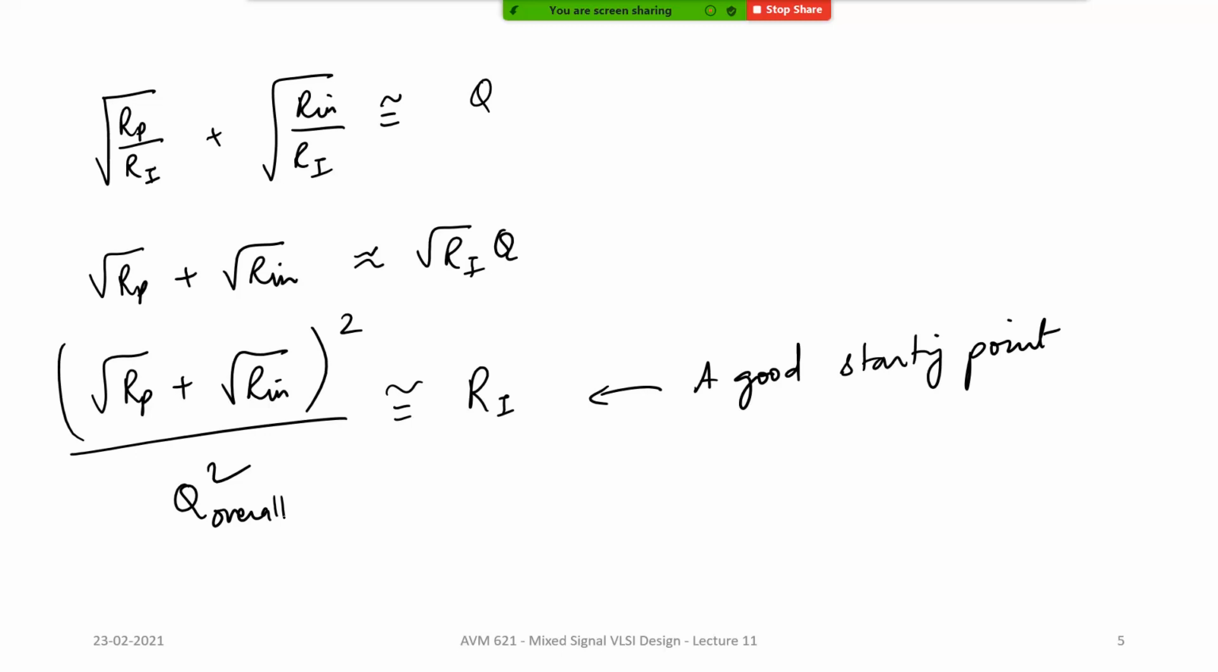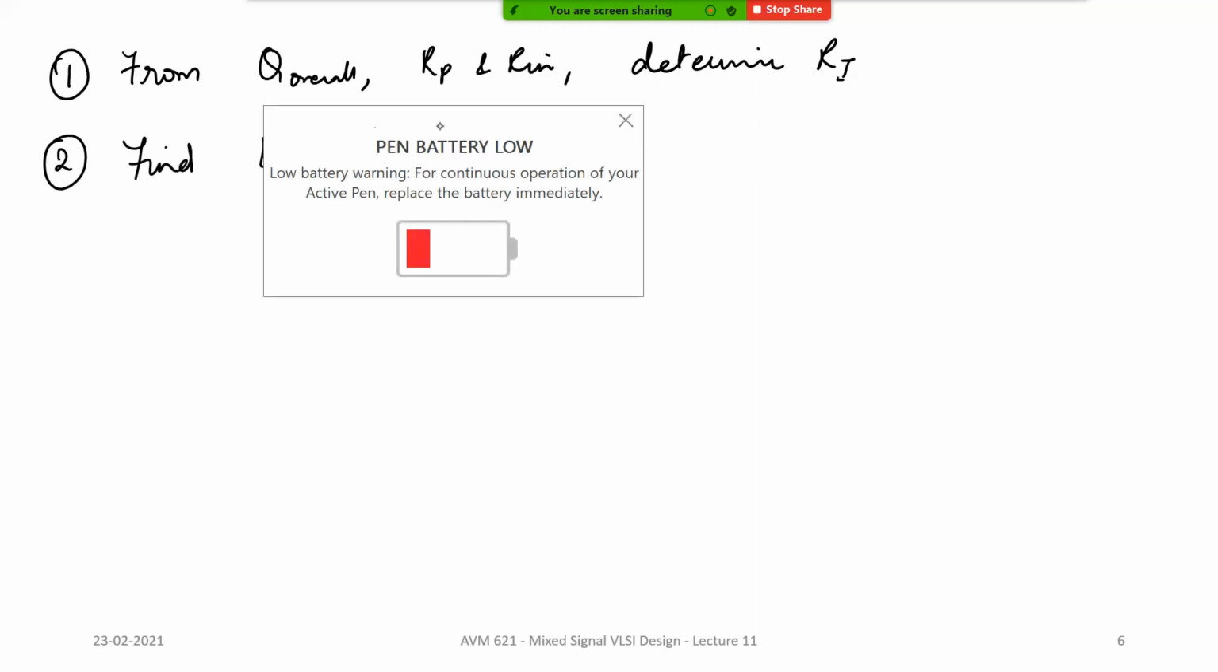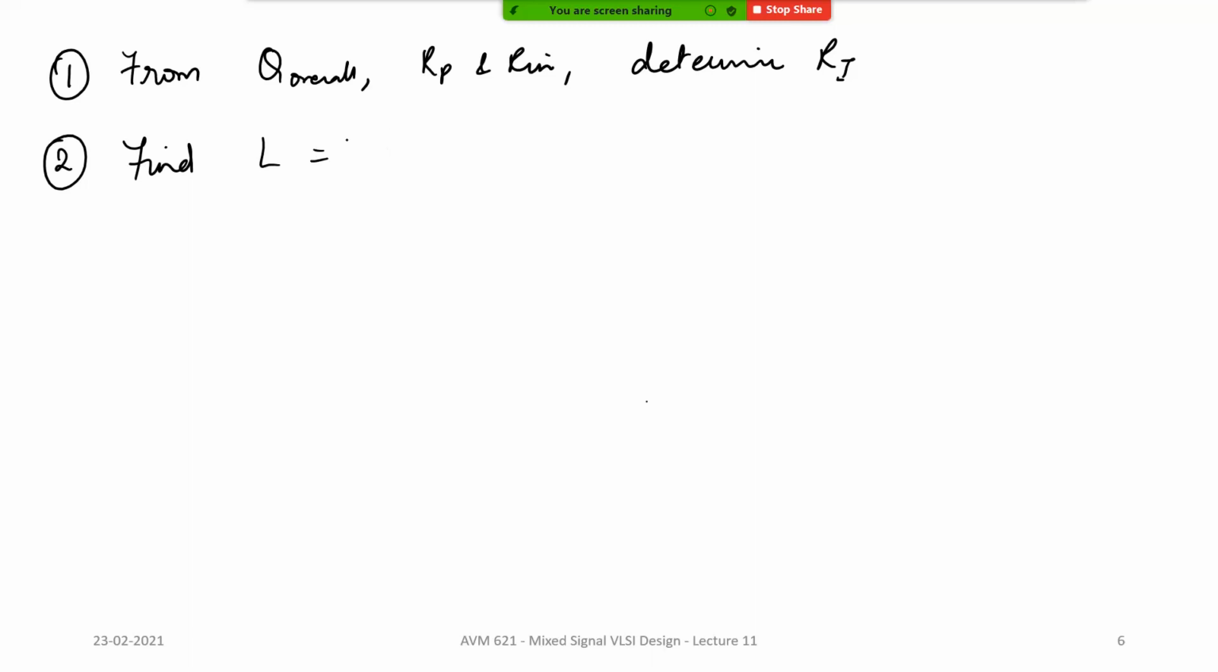Now, given a certain Ri, you can always go back and figure out what. So the first step would be to determine, from Q overall, Rp and Rin, determine Ri. Okay. Now once you determine Ri, you can find L, which is nothing but L1 plus L2, which is equal to Qri divided by omega naught.